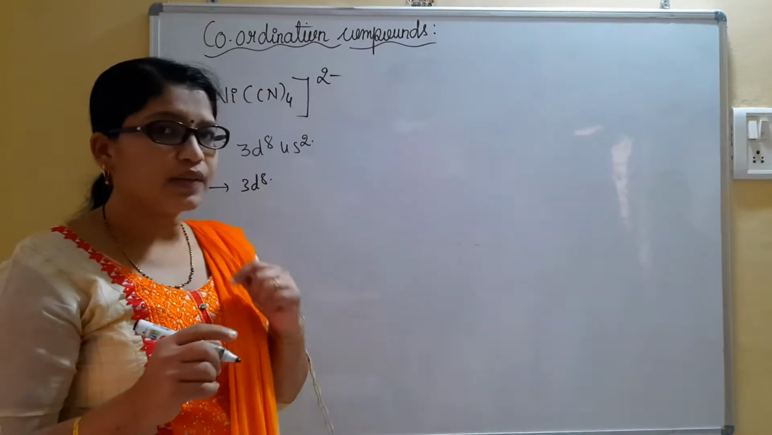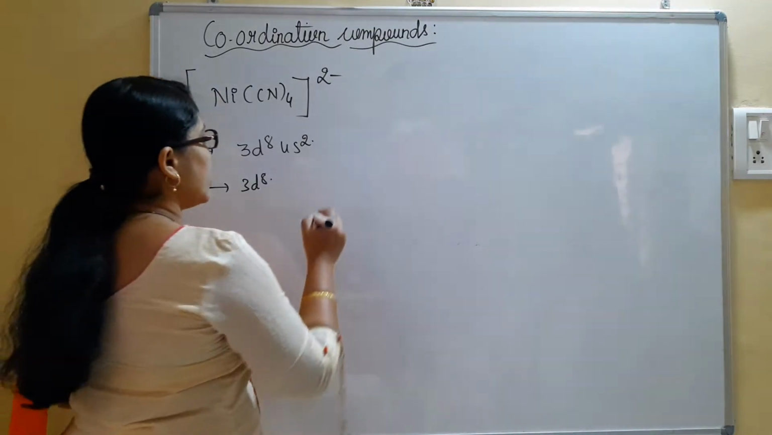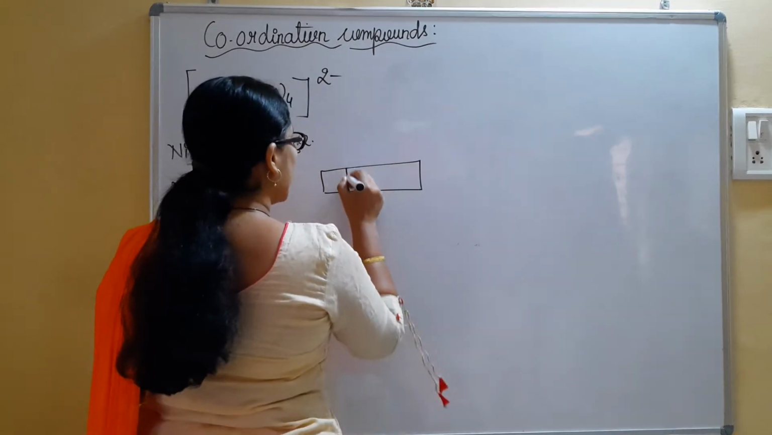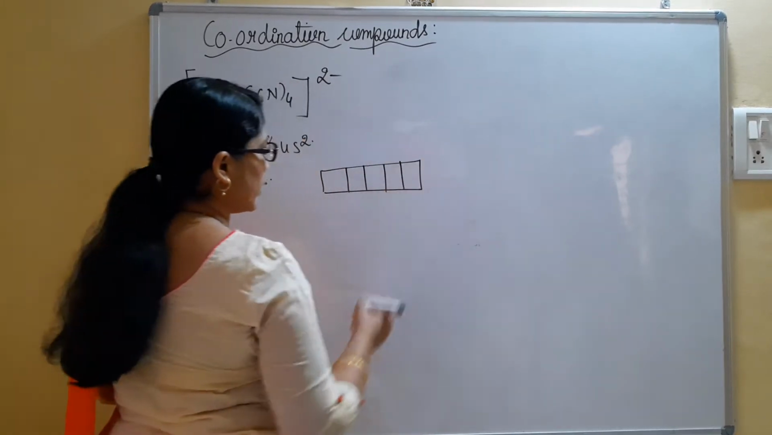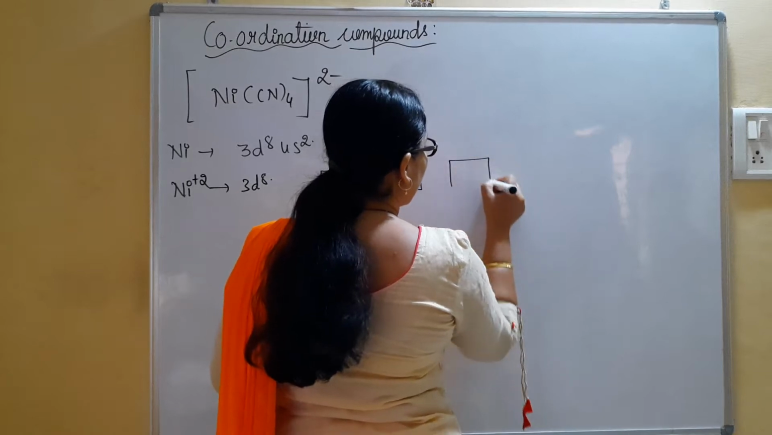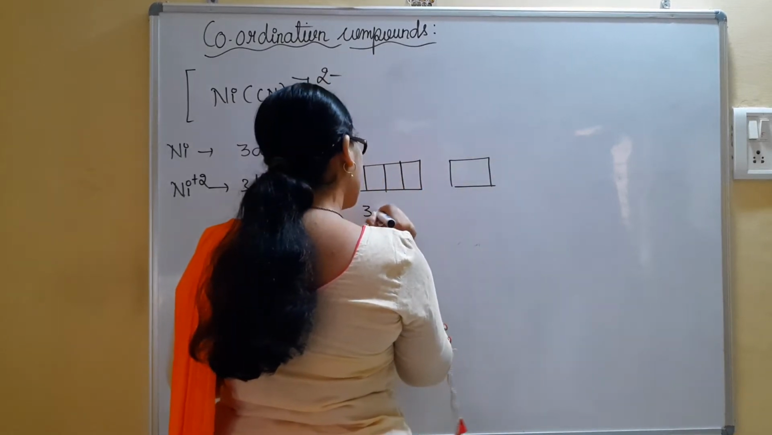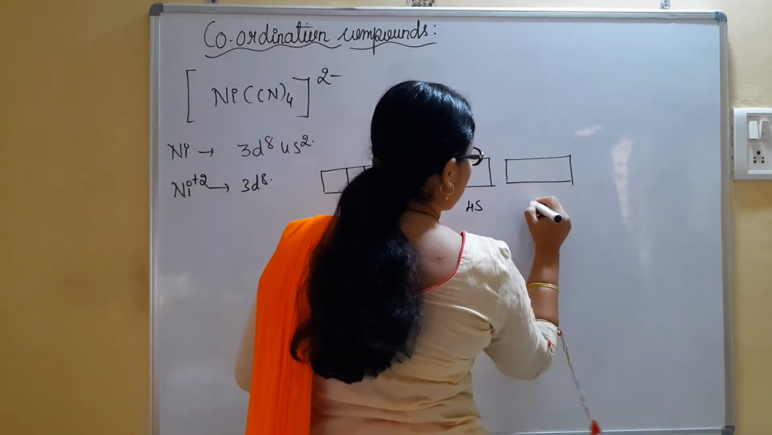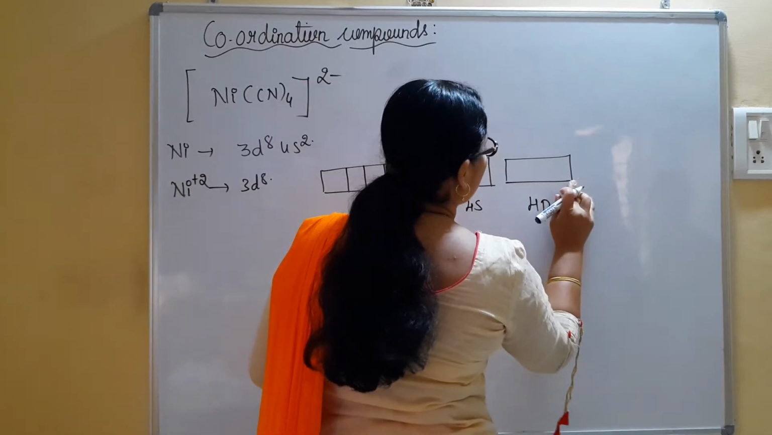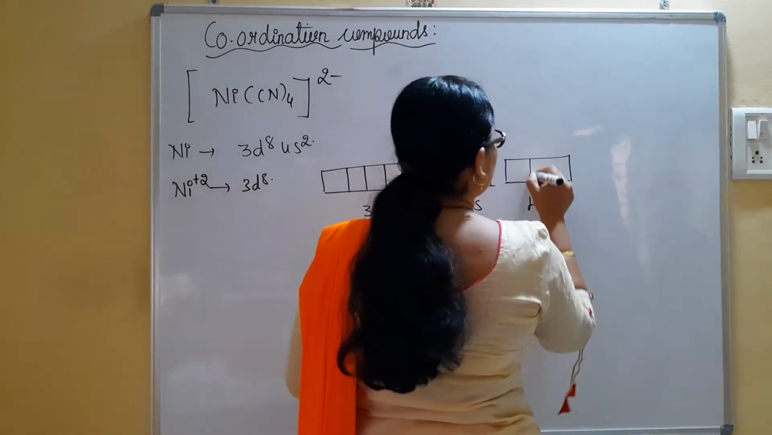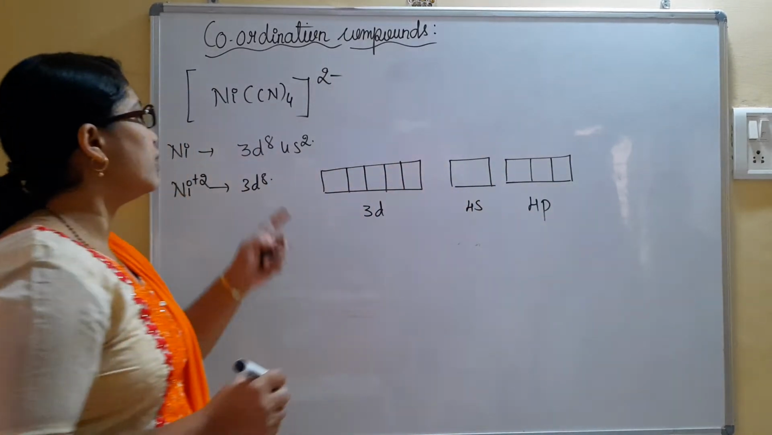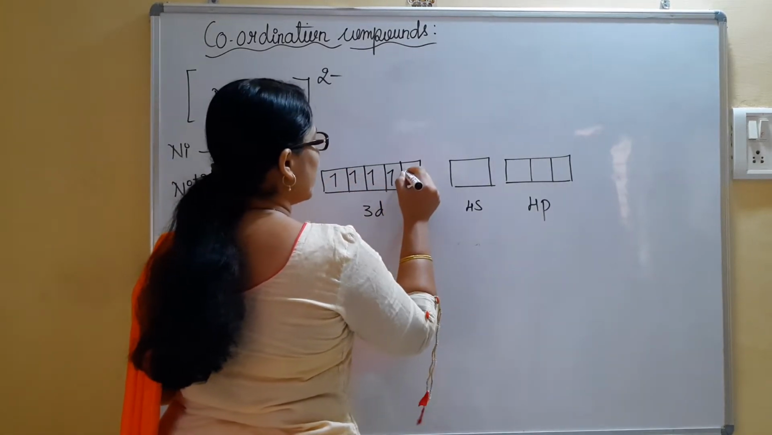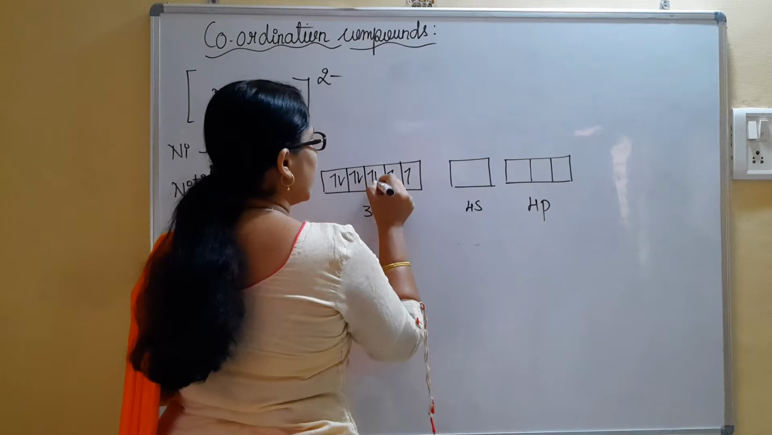And remember, pairing of the electrons is going to take place. So let us consider the 3d orbital. Okay. 1, 2, 3, 4, 5. Once we have 3d, we will be having 4s, and we also have the p orbital present, 4p. Now let us fill the electrons. 8 electrons we are supposed to fill. 1, 2, 3, 4, 5, 6, 7, 8.